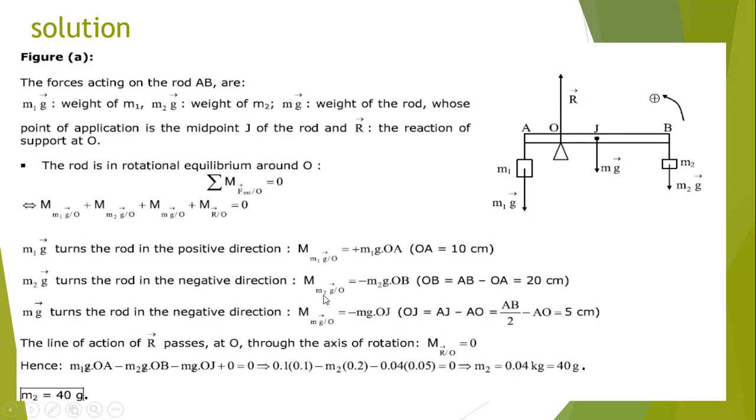Finally, if we replace all moments calculated in this equation, we find that M1G times OA minus M2G times OB minus MG times OG plus 0, which is the moment of the reaction of support, is equal to 0. In this equation, we have only M2 unknown. All parameters in this equation are known, but only M2 is unknown. So we calculate M2 and we find its value equal to 40 grams.